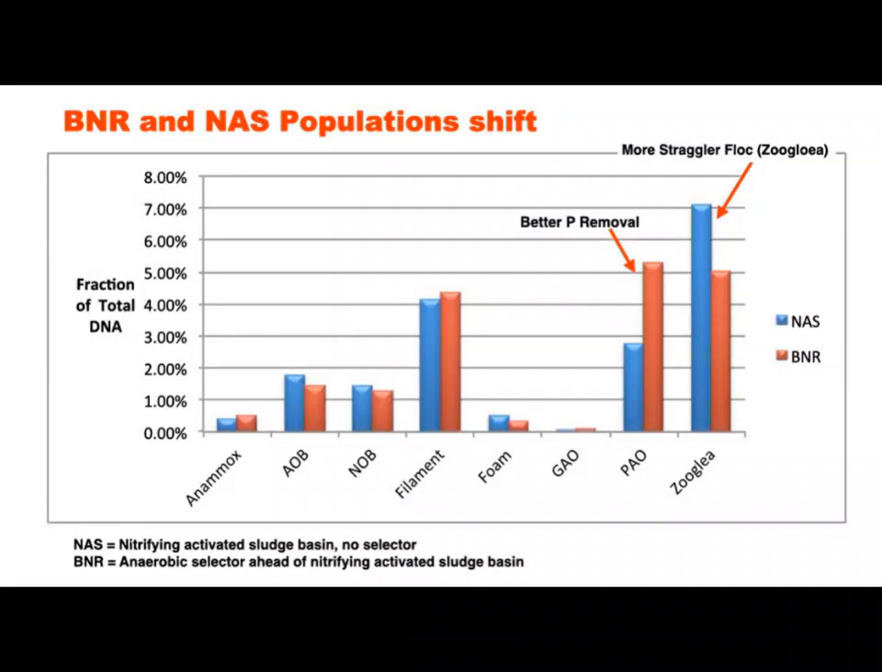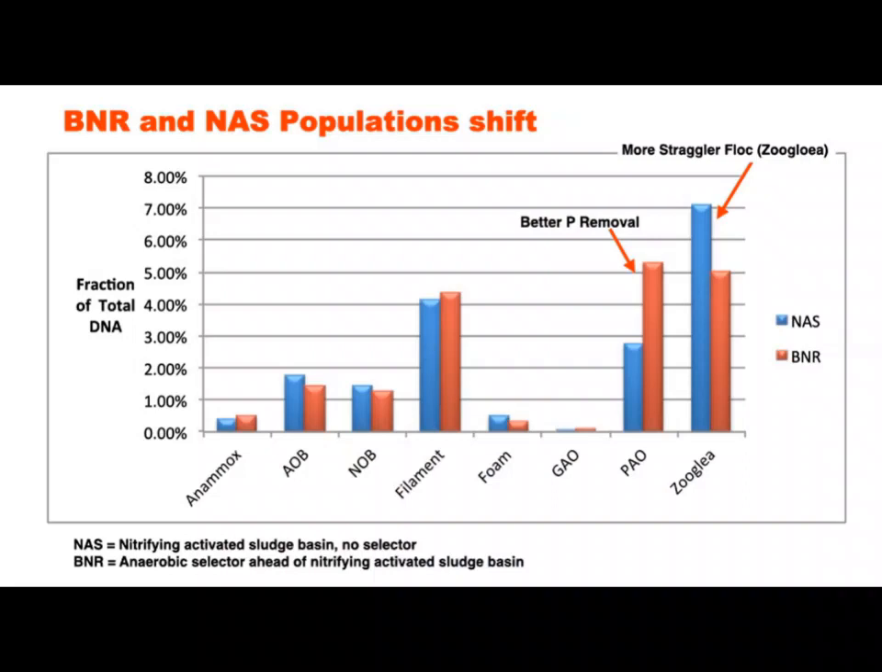All right. This is some TRA data then that shows the categories I just listed along the bottom: Animox, AOBs, NOBs, filaments, foam, GEOs, PEOs, and zooglia. And the red bars indicate the counts that were made when this plant was changed to a BNR configuration by the addition of the selector at the head end.